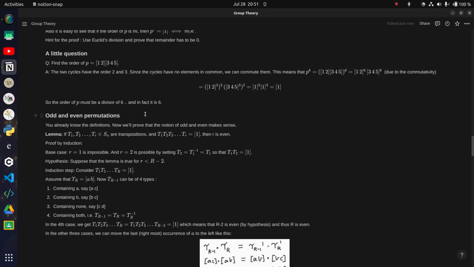That's our lemma, and we are going to prove this by induction. Base case, r equal to 1. It's impossible, because a transposition cannot be the identity element. It has to have 2 elements, and the identity element has no cycle with 2 elements, of course.